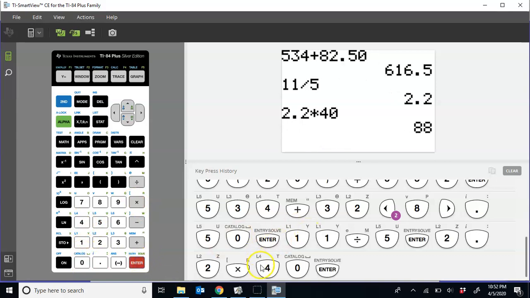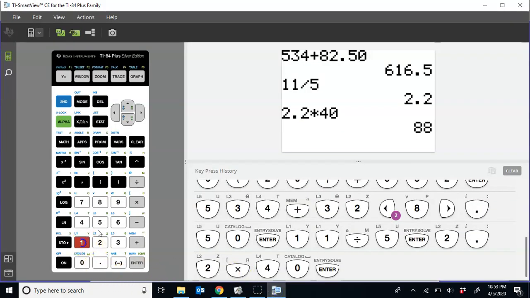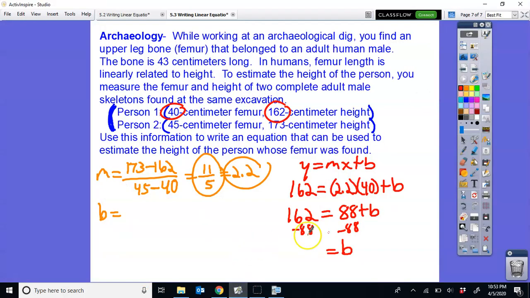2.2 times 40 gives me 88. Then I subtract 88 to get my b value. So 162 minus 88. That gives me 74. 74 is my beginning amount. That's my b value. So now I know m and now I know b. So my equation would be y equals 2.2 times x plus 74.